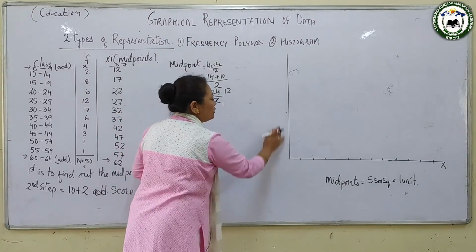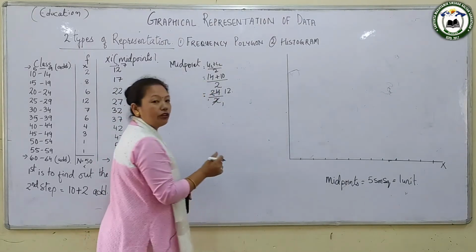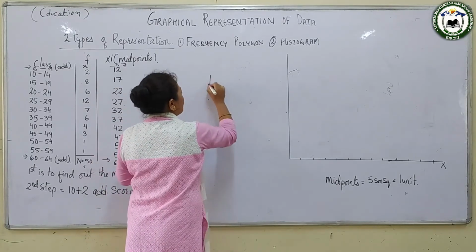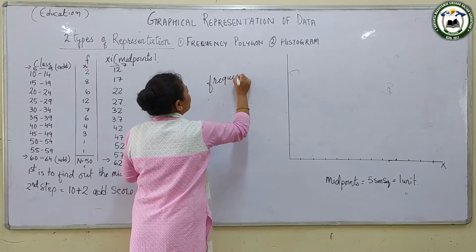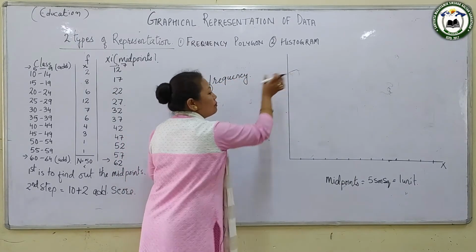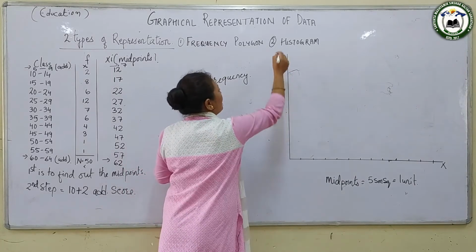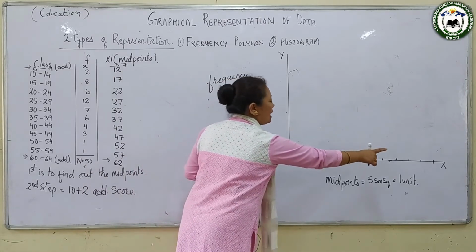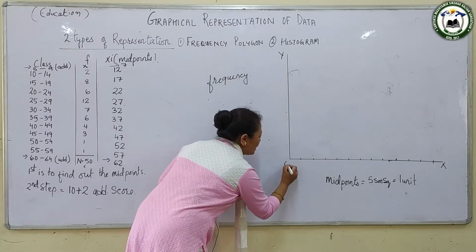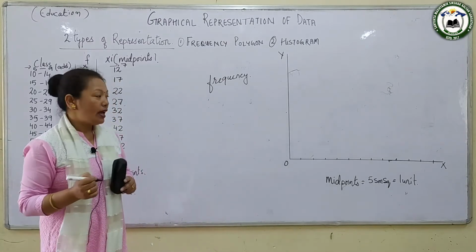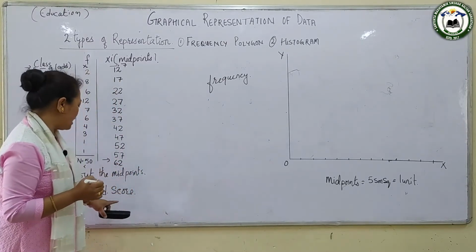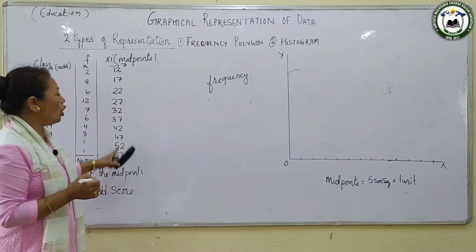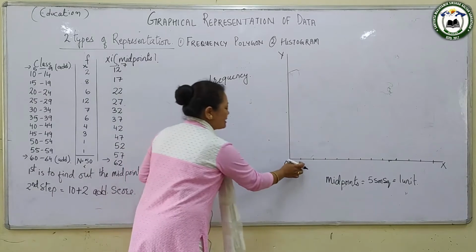And I need another line. This is specially for the frequencies. So over here I'll write frequencies. This is specially meant for the frequency, and this line is my y-axis. And the intersection point between the x and y axis will be counted as 0. And you start with the midpoints. So plot all those midpoints on the x-axis.